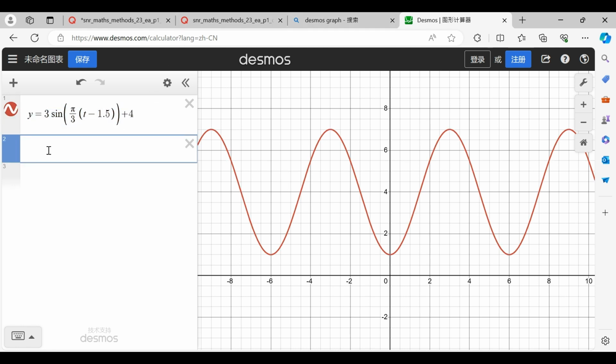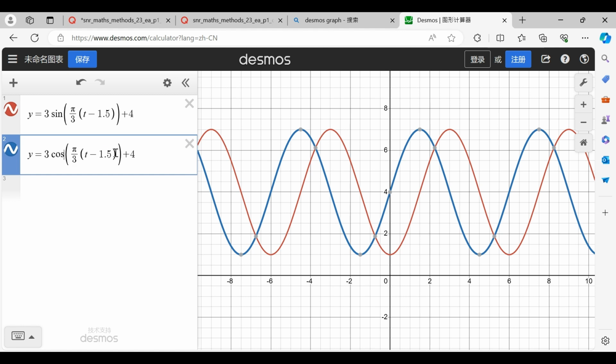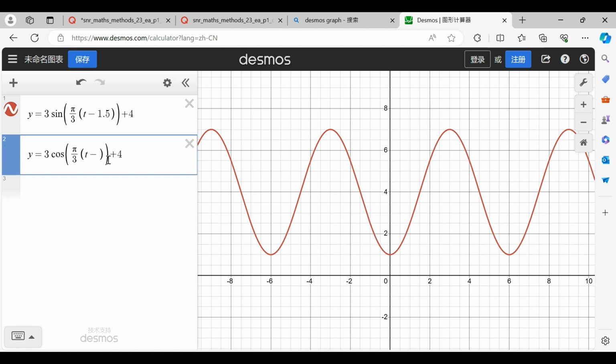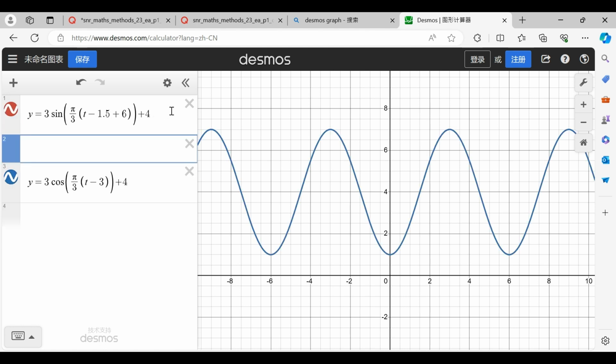In conclusion, we can use a sine or cosine function, and they're just a phase shift from the original one. The phase shift for the cosine function is half of the period, to either left or right, and for the sine function it's a quarter period to the right. Certainly, if you add another period, plus 6, it will be the same as well, because for a periodic function, if you add or subtract a period, the value is the same.